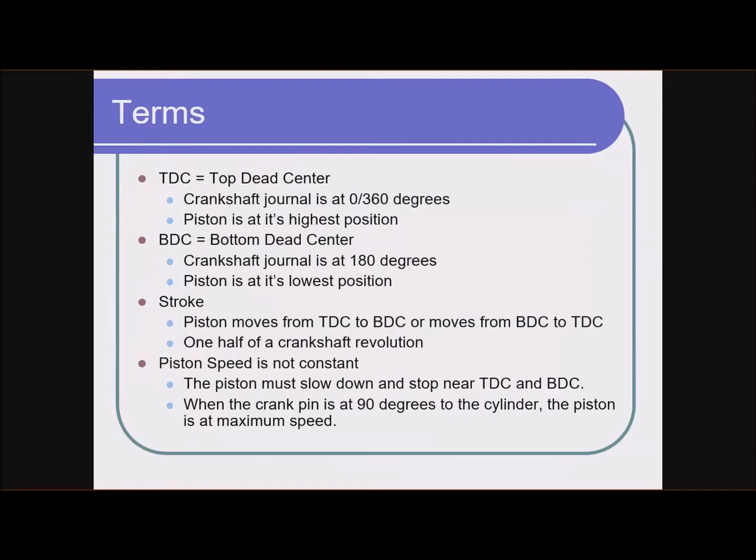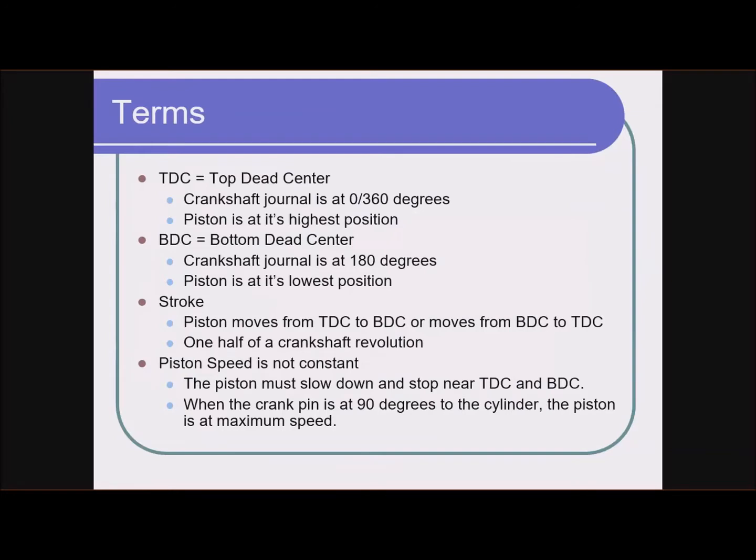So if you think about the piston and the cylinder, it reaches maximum speed halfway down the cylinder, and that crank is at 90 degrees or 270. It's at right angles to the center line of the cylinder.